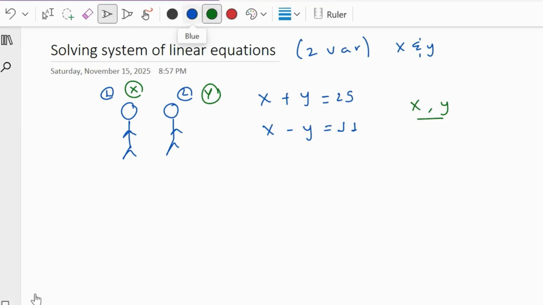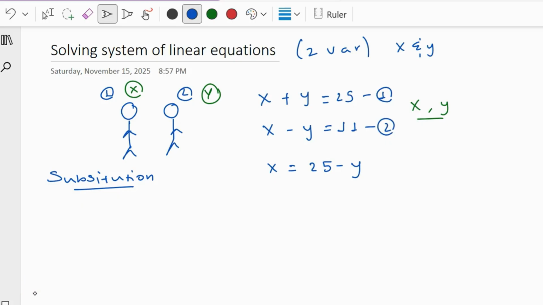Well, how would you go about solving this? I'm going to show you my favorite way of solving this, and that's using substitution. Basically, it's putting one of the variables in terms of the other variable. So what that would look like here is x equals 25 minus y, and I'm using equation 1, and this is equation 2.